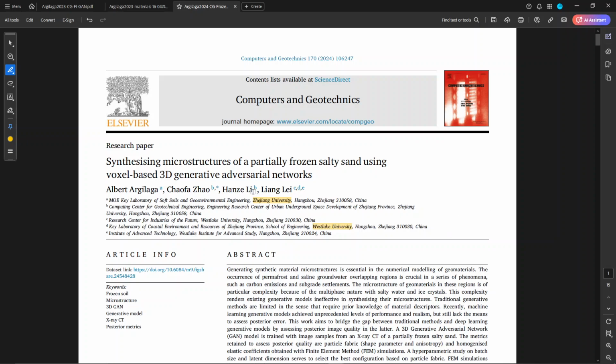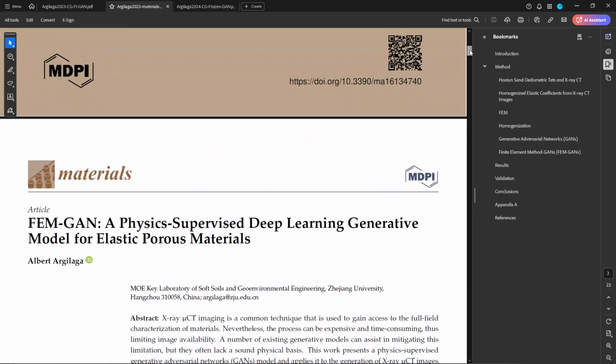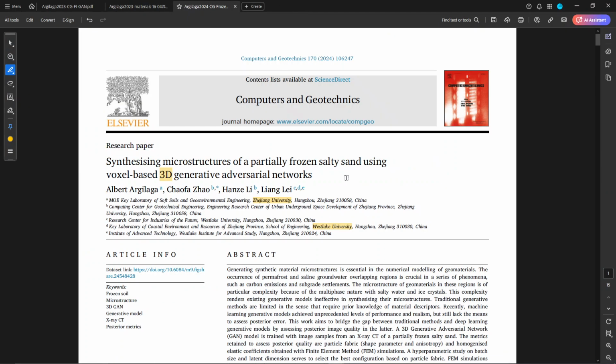Okay, so what are the main novelties of this work? So one is that it's 3D. We already saw this in the previous work, but here we expand the capability of the model with larger images. And we're also dealing with a more complex material that has more phases than before. In the previous publication, we only had one phase, so this was a solid with a given porosity. In this case, we have a partially frozen salty sand. So this means we have the solid and the pores are partially filled with water, which is partially frozen. So these are four phases, which is more complex.